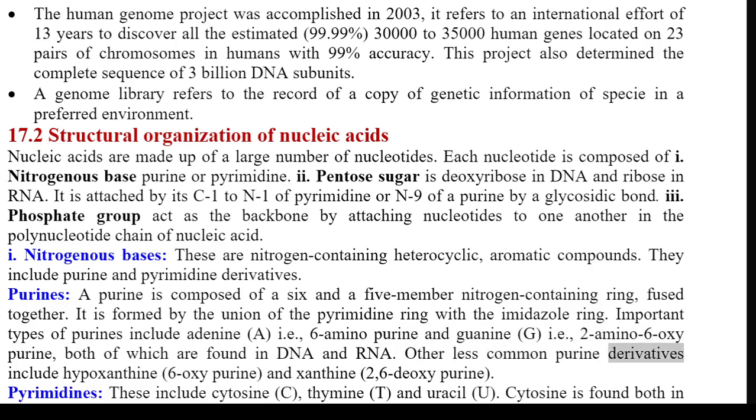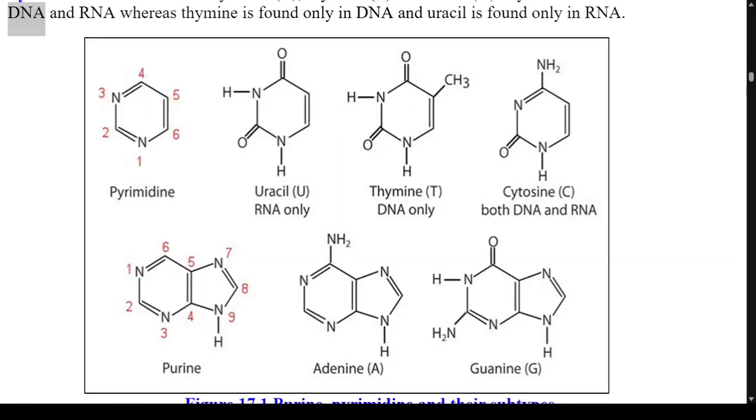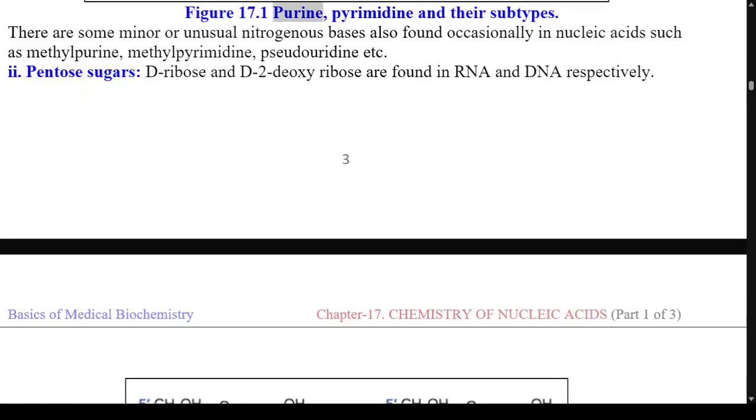Other less common purine derivatives include hypoxanthine, 6-oxypurine, and xanthine, 2,6-dioxypurine. Pyrimidines include cytosine, C, thymine, T, and uracil, U. Cytosine is found both in DNA and RNA, whereas thymine is found only in DNA and uracil is found only in RNA. Figure 17.1 Purine, pyrimidine, and their subtypes. There are some minor or unusual nitrogenous bases also found occasionally in nucleic acids such as methylpurine, methylpyrimidine, pseudouridine, etc.